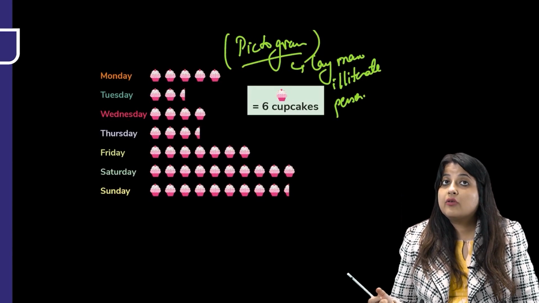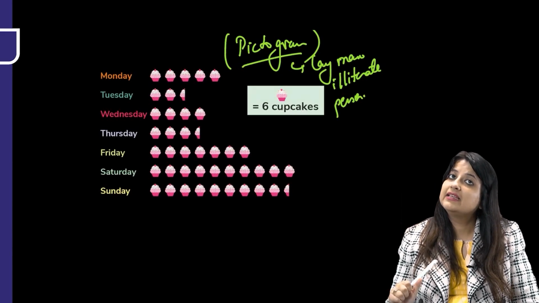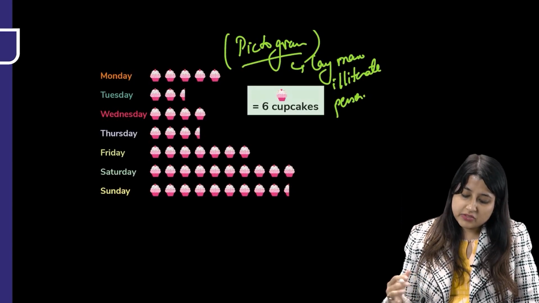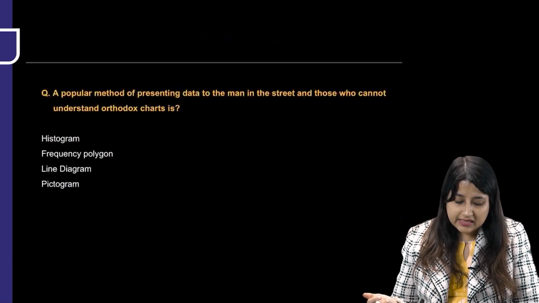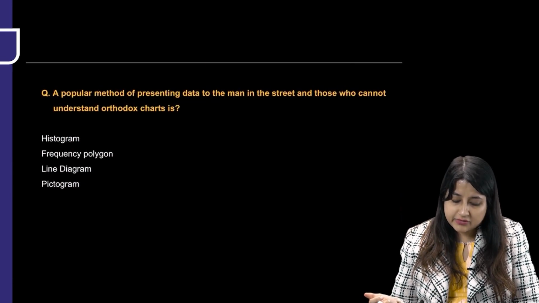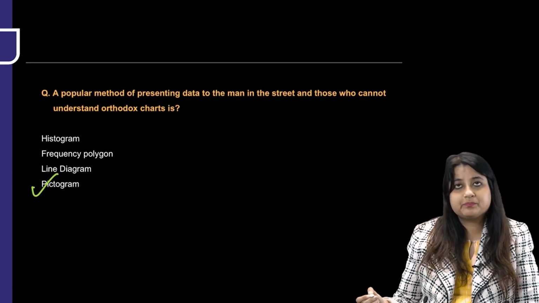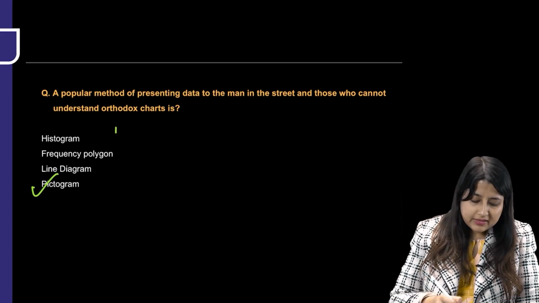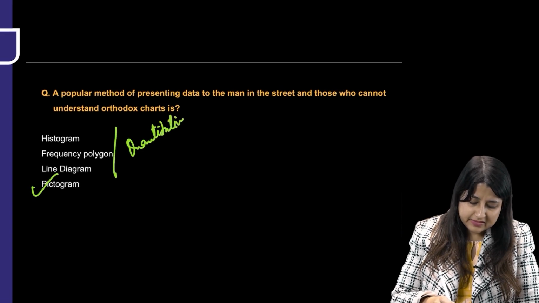Now, why did I call her illiterate? Although she is able to read and write, her age is less than 7 years. So, pictogram is for a layman, someone who is illiterate. It is a popular method of presenting data to the man in the street and those who cannot understand orthodox charts. All this is quantitative methods. We will be talking about them in just a while.